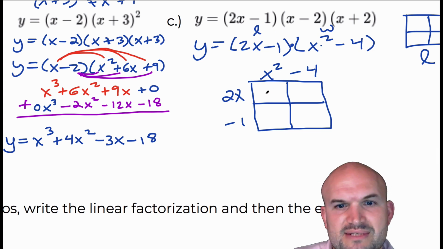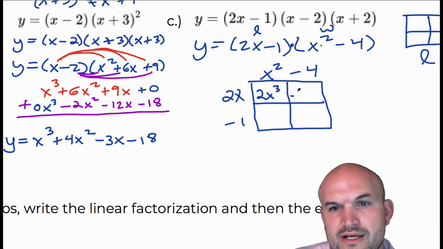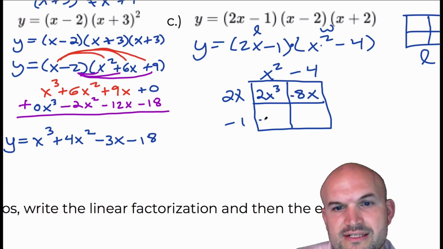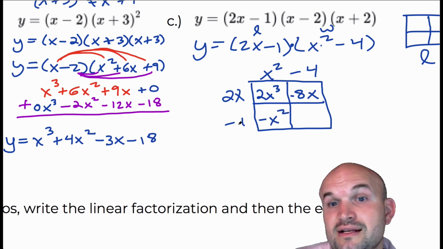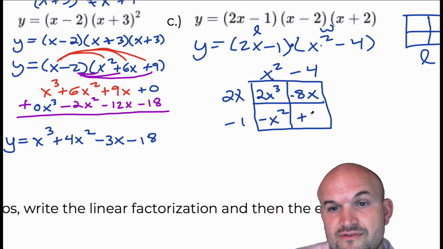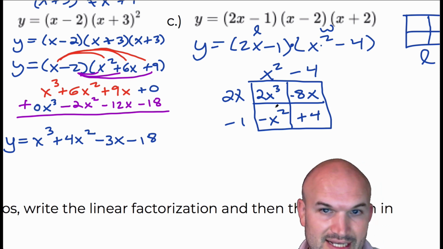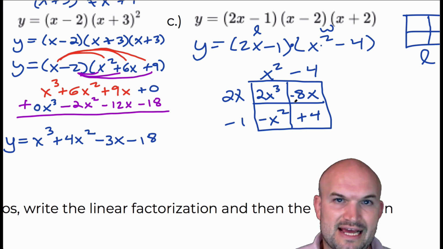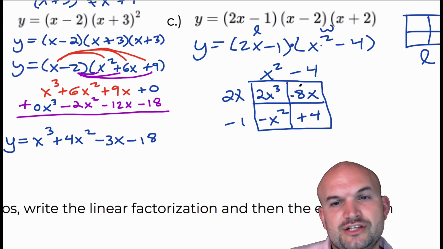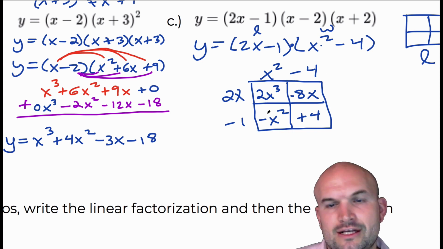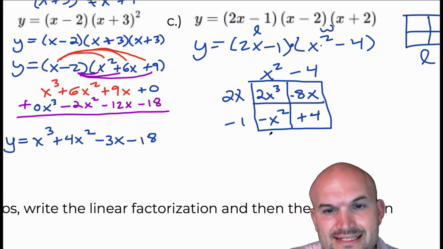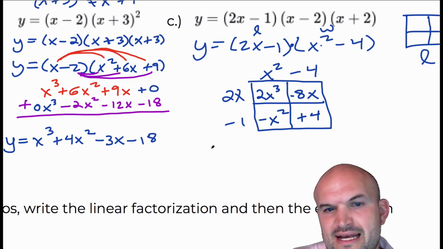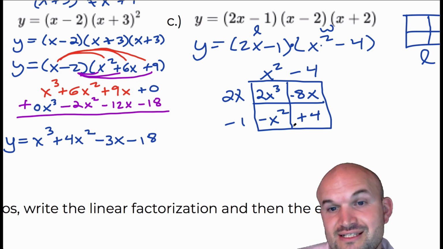Right? So 2x times x squared is going to be 2x cubed. 2x times negative 4 is negative 8x. x squared times negative 1 is negative x squared. Negative 1 times negative 4 is going to be a positive 4. Now, the nice thing about the box method is when you do have products of binomials that have the same powers or are in standard form, you're usually going to have terms that combine along the diagonal. That is not the case in this example, but when we work on other examples, you'll see how that does work. So now, this is the area of the box.